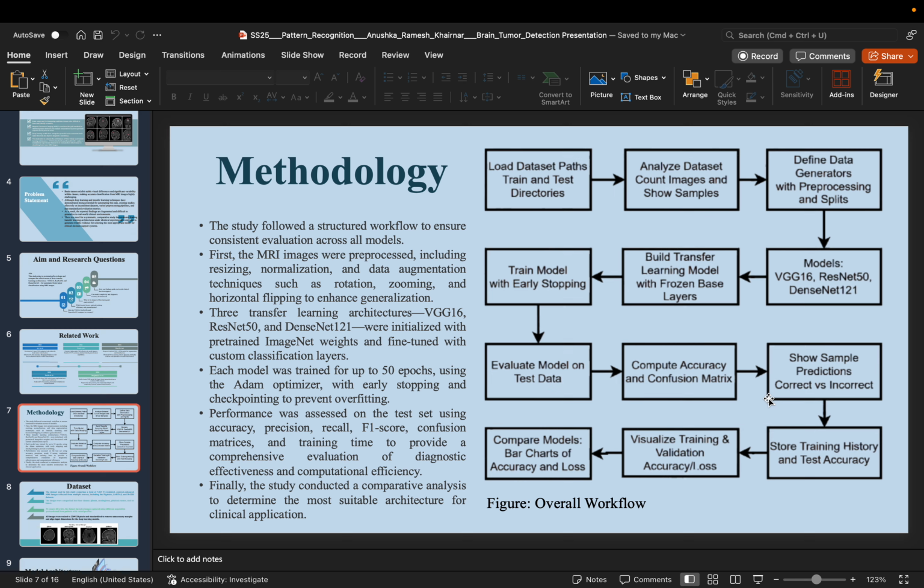The classification layers were customized and trained using the Adam optimizer. This is the optimizer. And early stopping and model checkpointing were used to avoid overfitting. Then the performance was evaluated based on several metrics like accuracy, precision, recall, F1 score, confusion matrix and the training time. We'll see this in the upcoming slides.